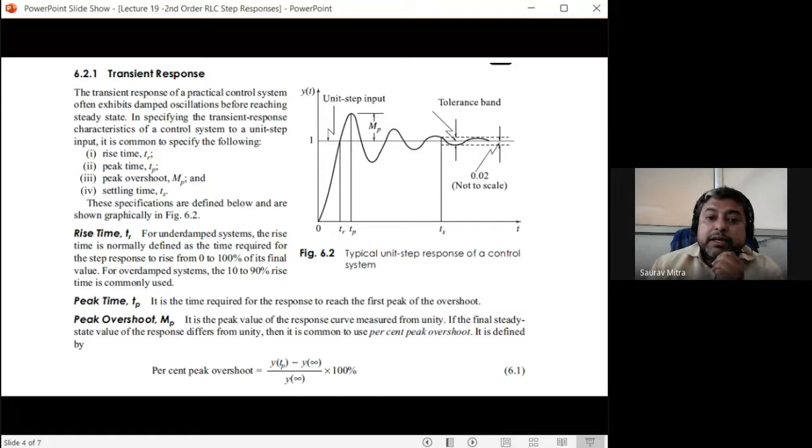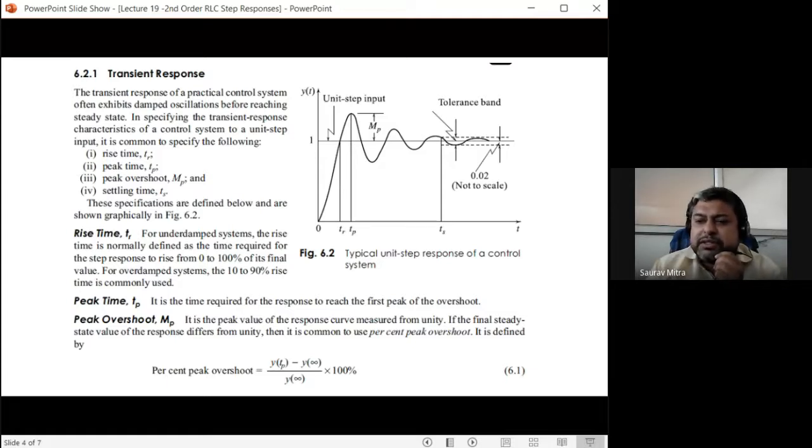What is the unit step response, a typical unit step response of a second order underdamped system? This word is very important, which is not written here: underdamped. What is meant by undamped? Undamped means zeta is equal to 0. In that case, the system will only oscillate. The system output will be sinusoidal, though you are giving the step input. I will show you it in a practical lab session.